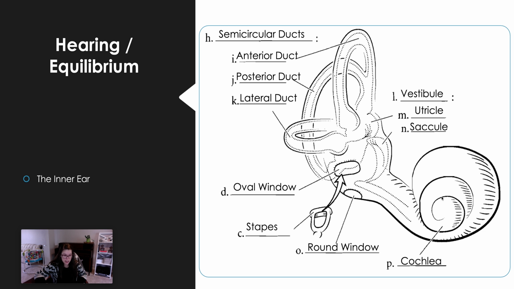The cochlea is where our auditory receptors are going to then interpret those waves into neural signals. So that's how we get the message from sound wave to actually being able to integrate in the brain.